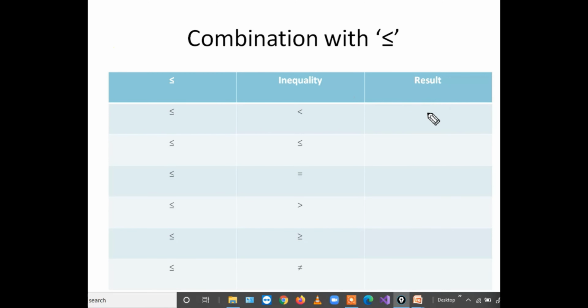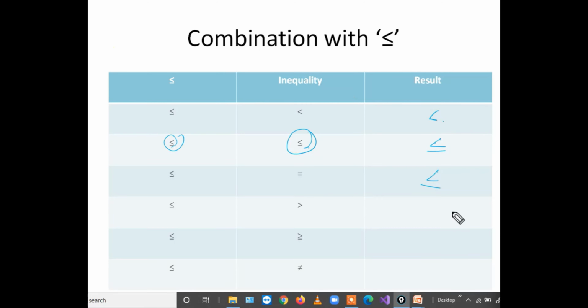Less than or equal to with less than. Common part is only less than. Less than or equal to, less than or equal to. If the operator is the same, no need to think anything. Simply the same operator will be the output. Less than or equal to with equal to, input will be the output: less than or equal to.